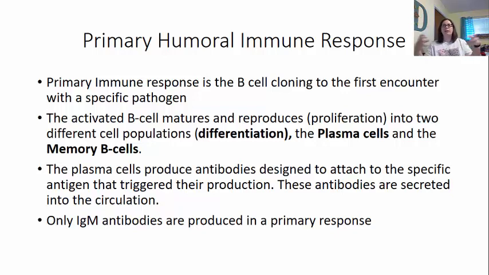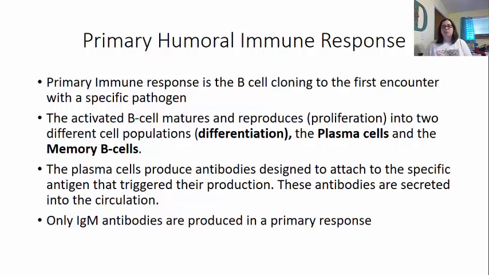They're going to end up doing mitosis and making more of themselves. The activated B cell then matures and produces two different types of populations. Proliferation is producing more of themselves. Differentiation is when they're going to become one of the two types. They're either going to become plasma cells, which are responsible for producing antibodies, or memory cells, which are going to help, of course, with remembering.